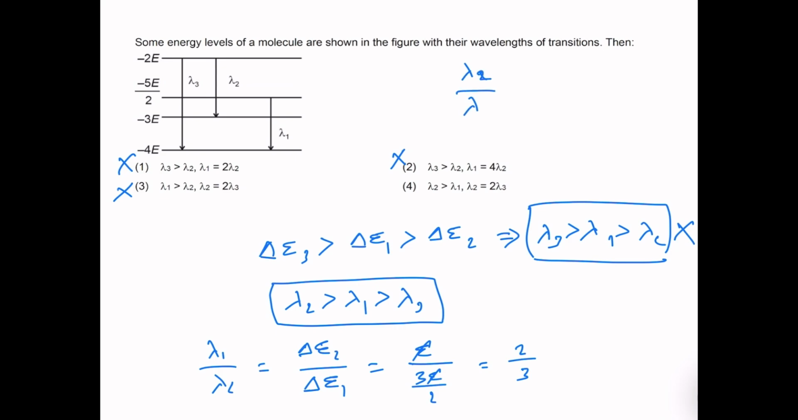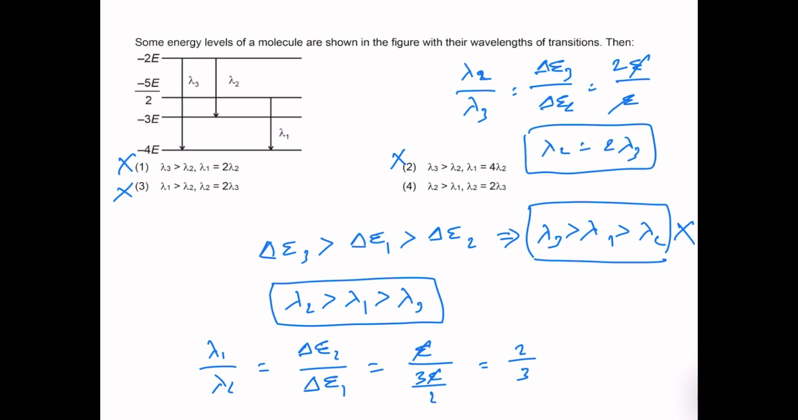and when it comes to lambda 2 divided by lambda 3, this will be delta E3 divided by delta E2, and this means that delta E3 is 2E, delta E2 is simply E. So, E cancels. So, lambda 2 is indeed 2 times lambda 3, and this means that option 4 is correct.